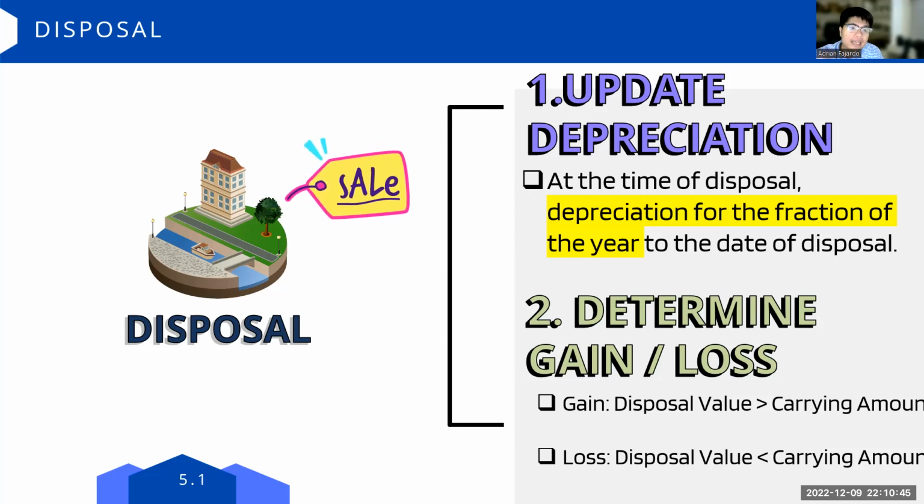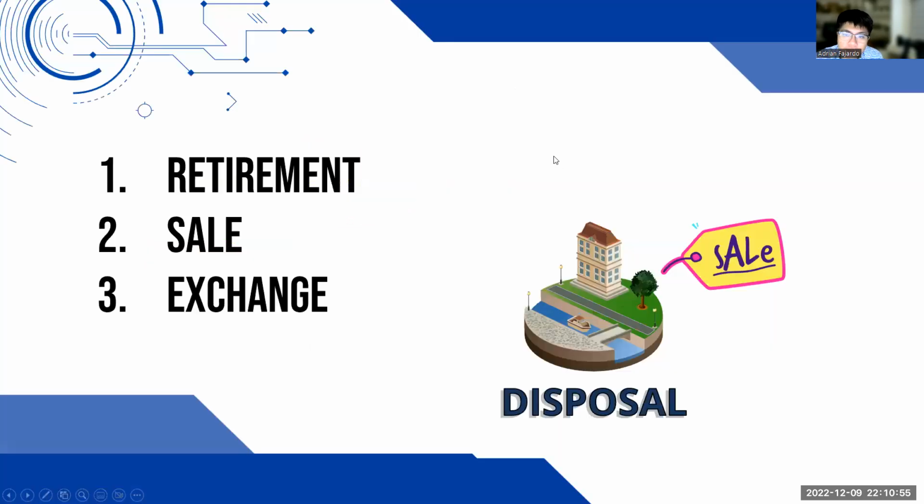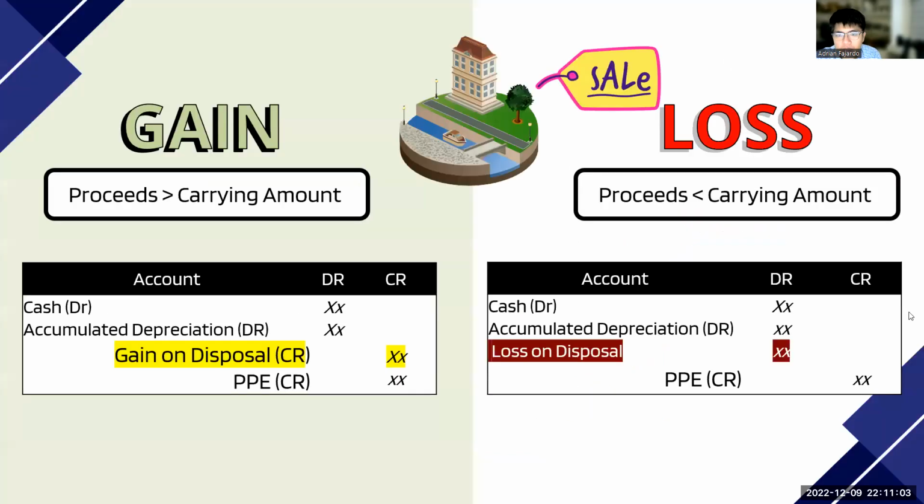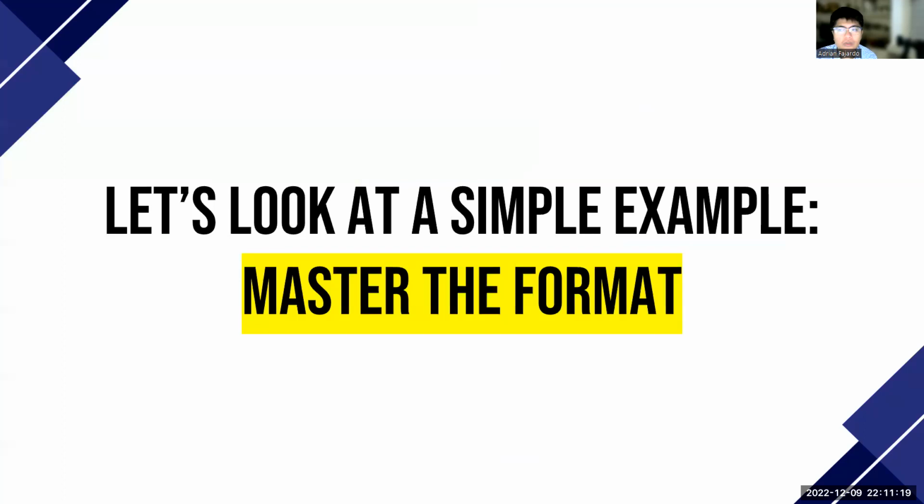So please, wag tayong mechanical in terms of like the journal entries. Alam ko there's a pattern. I've always been upfront naman about the pattern. Madali lang siya. Pero please, wag niyong kakalimutan to update your depreciation. So again, there are 3 kinds. You have your retirement, your sale and exchange. Usually it's gain or loss in sale and gain and loss in exchange na lalabas, right? But in essence, be it a sale or retirement, pare-pareho lang yan. You just have to master how to write a journal entry. So let's look at a simple example and master the format.